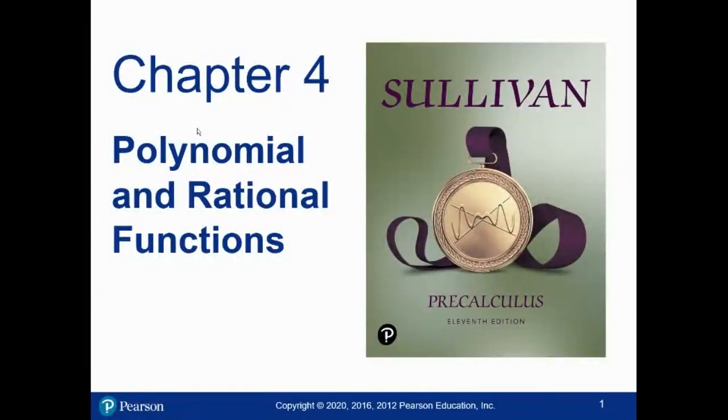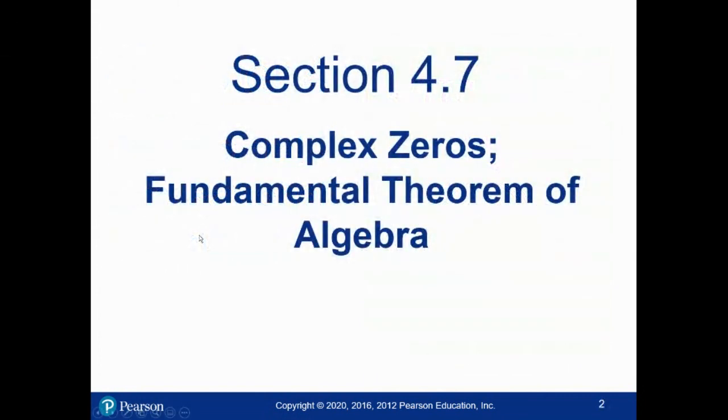All right, so now we're in section 4.6. Whoops, I am in the wrong thing. We're in section 4.7, complex zeros of rational functions and polynomials.